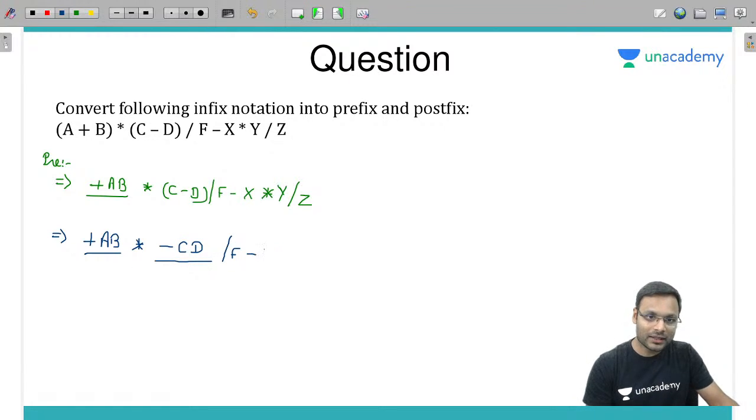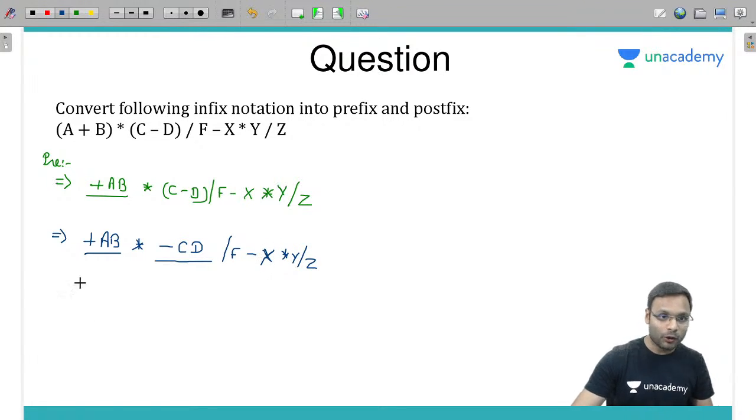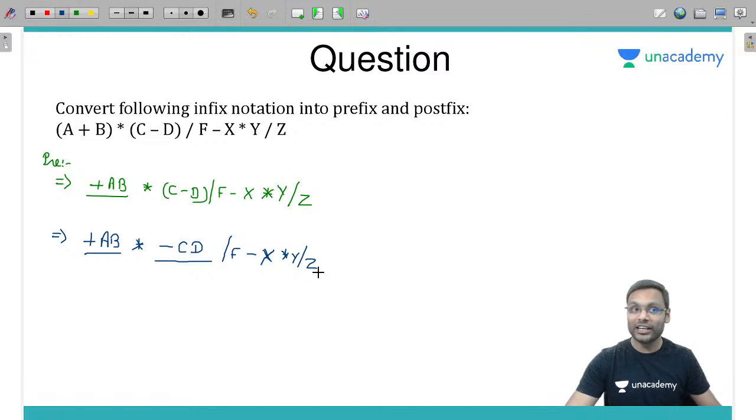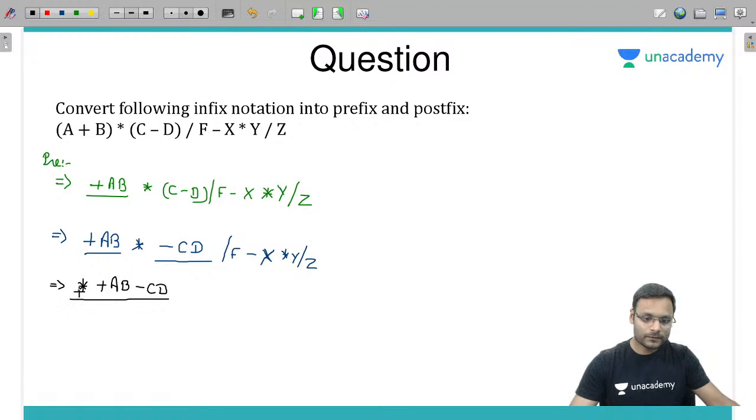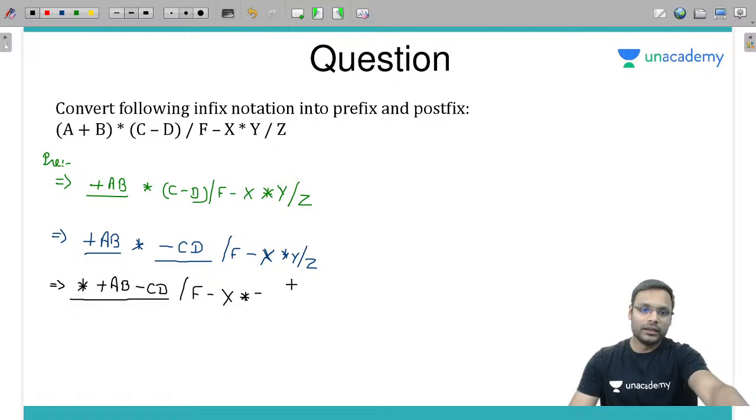Divide by F minus X into Y divided by Z. Next step. Now you have this multiplication, this division, this multiplication, this division. You are going to solve the multiplication and division with equal precedence, but just because the multiplication is left associative, multiplication and division both having left association, that's why we will start with the leftmost one, this one, multiplication. Let's start with this. So left operand this, right operand this, multiplication first, then left operand plus AB, right operand minus CD.